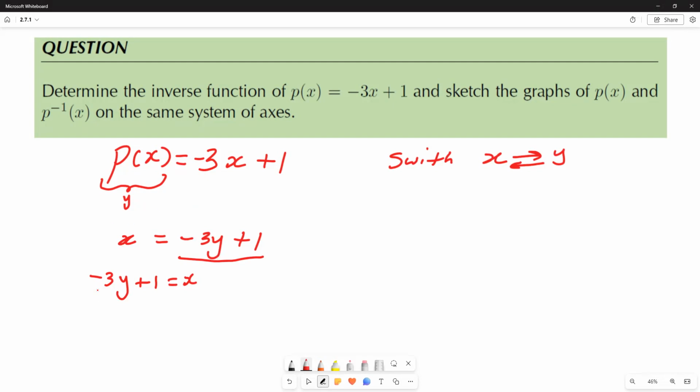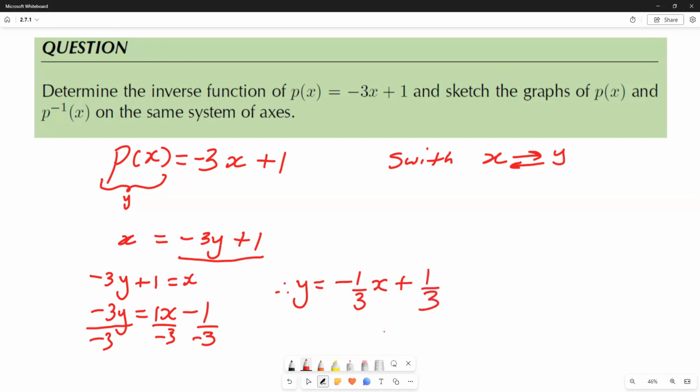So we need to make y the subject of the formula. I have minus 3y equals x minus 1; the 1 goes to that side to become a minus 1. And then I'm going to divide everything by negative 3. Therefore my inverse function will be y equals negative 1 over 3 x. The negative and that negative will become positive, so I have 1 over 3 there.